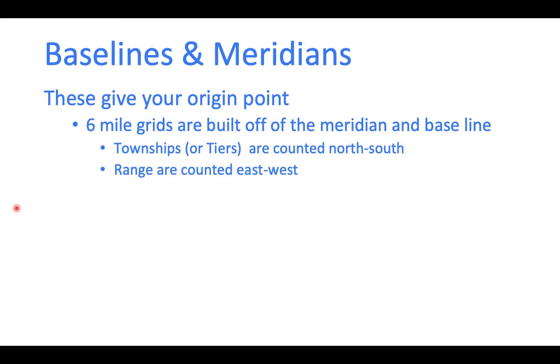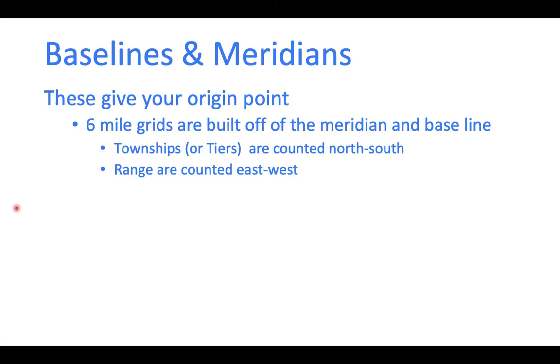So, as I said, we have these baselines and meridians, those lines that we saw running throughout California and these other states. And from these lines, we have these 6 mile by 6 mile grid squares going in every direction. They go north and south of the baseline, and east and west from that principal meridian. And then within that, we have specific names. This is where that township and range idea comes from.